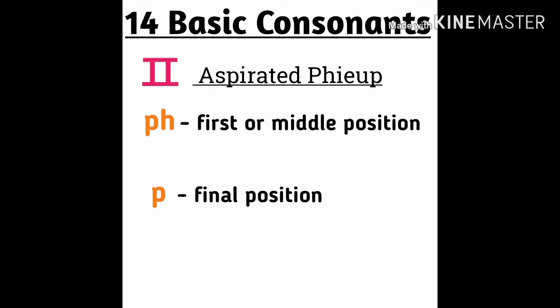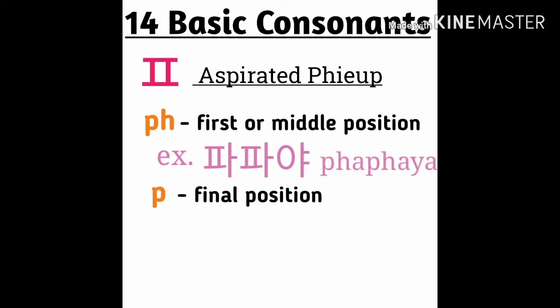Another consonant is the aspirated p-up. The rules are, when the aspirated p-up is in the first or middle position, the sound value will be ph. Example, in this word, the aspirated p-up is in the first and middle position, so the sound value will be ph. We will read this word as papaya.